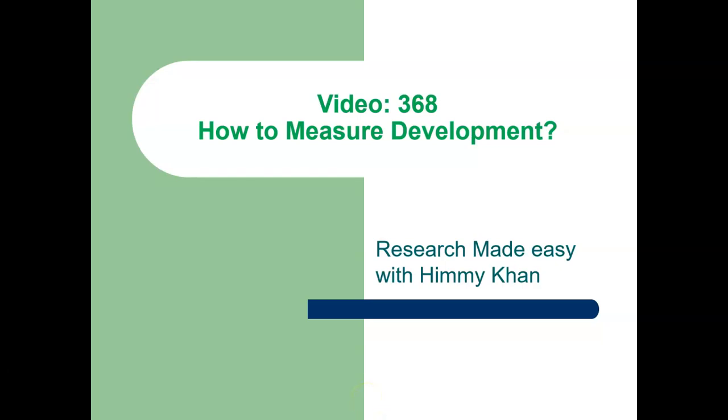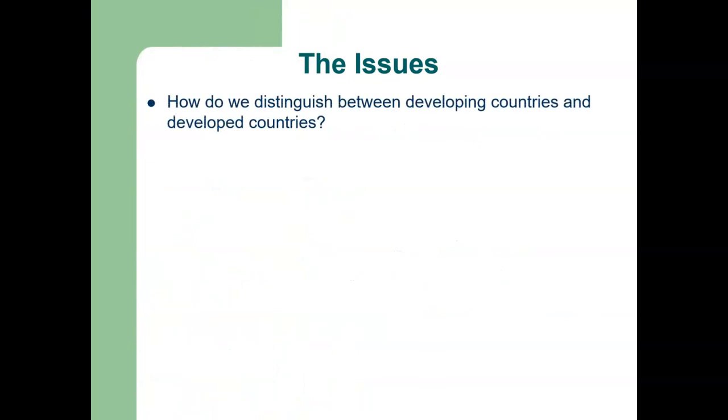Video number 368. In this video lecture, I am going to discuss issues related to the measurement of development. And these issues are, for example, we may ask a number of questions like how can we distinguish between less developed countries and developed countries, or developing countries and developed countries? How can we measure the level of development?